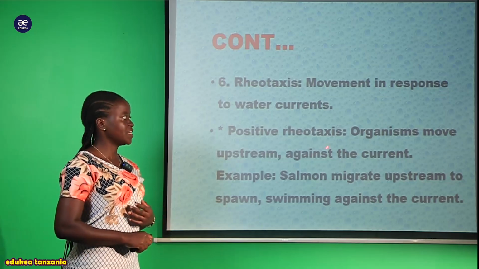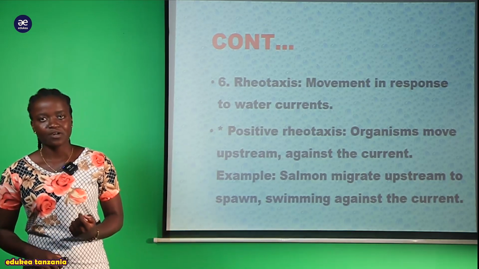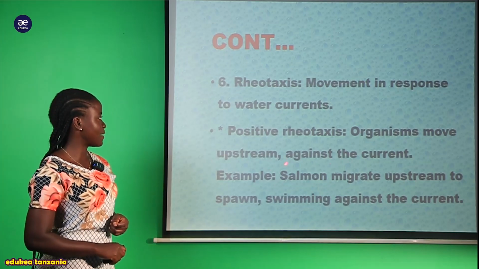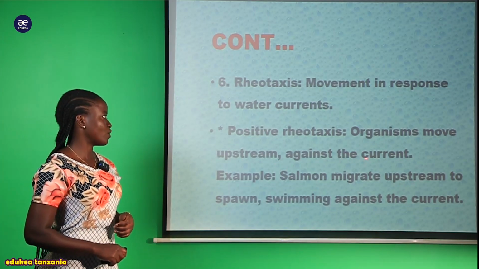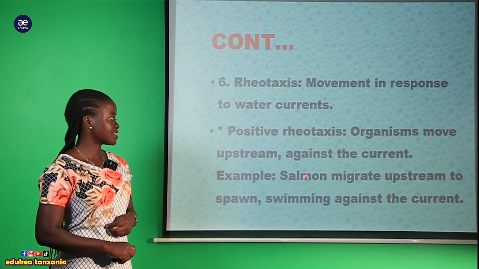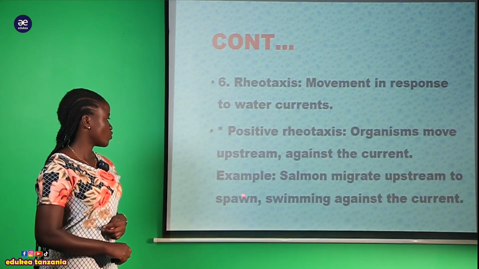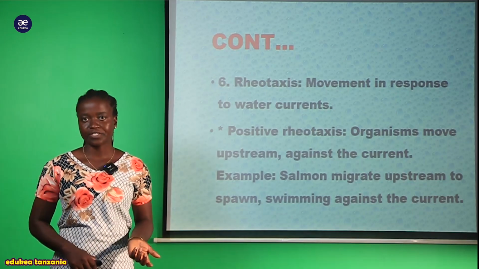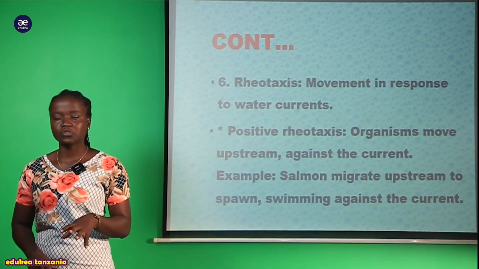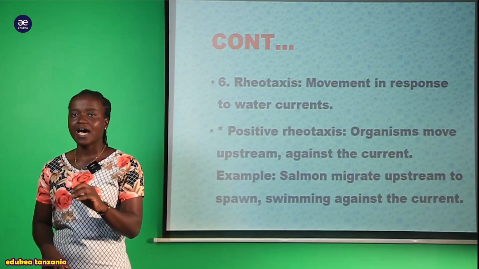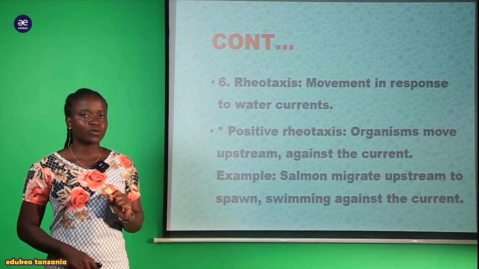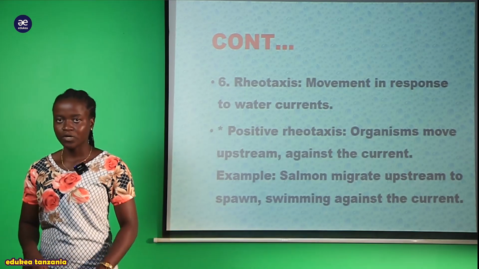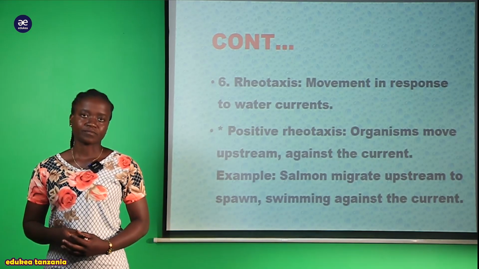We have positive rheotaxis and negative rheotaxis, whereby in the positive, organisms may move upstream against the current. A good example, we have salmon migrating upstream toward the spawning grounds, swimming against the current. So these organisms move toward the region where there is a high amount of water. You can see a salmon that can move upstream.